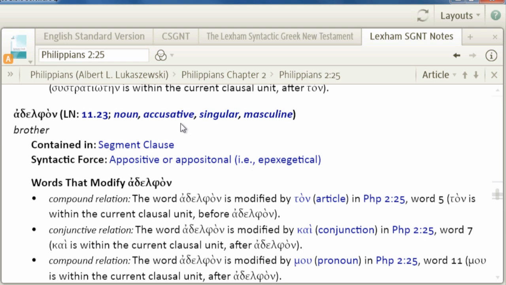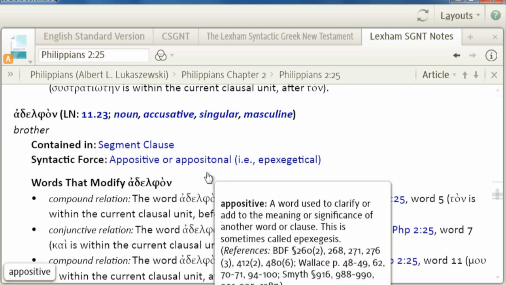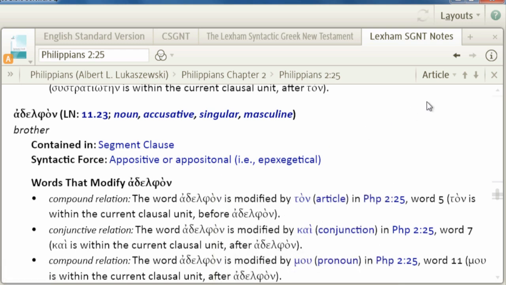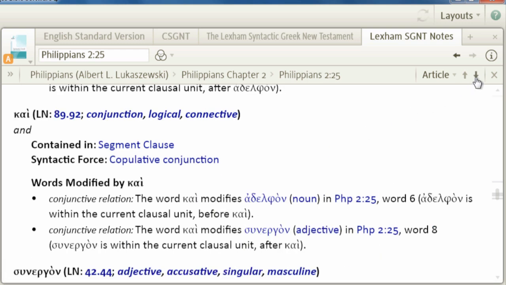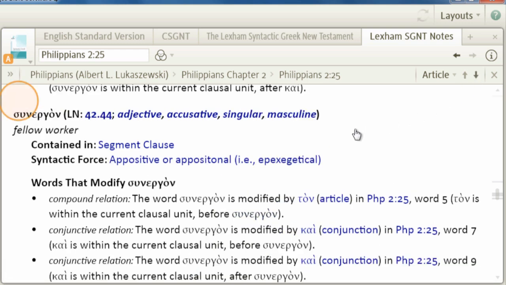Adelphan, also in the accusative case, and notice the syntactic force. It isn't direct object, but appositive or appositional. That is, an accusative in simple apposition. And notice the definition here: a word used to clarify or add to the meaning or significance of another word or clause. This is sometimes called epexegesis. And so can you imagine what the other ones are labeled in terms of syntactic force?